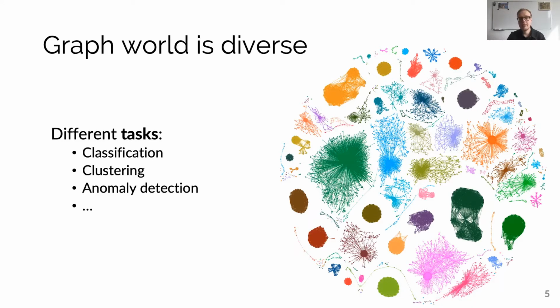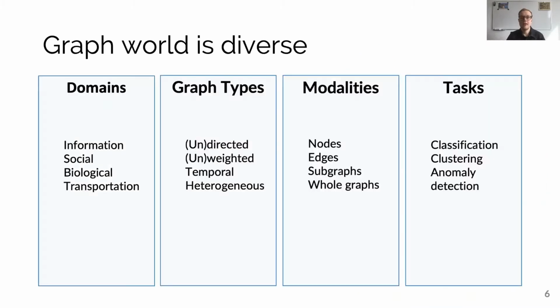And there are different tasks that we want to solve. For example, we can do node classification or node clustering or anomaly detection or link prediction or graph classification and so on. I try to summarize all the different aspects of graph mining in these 4 columns.